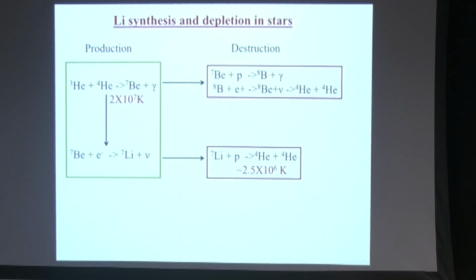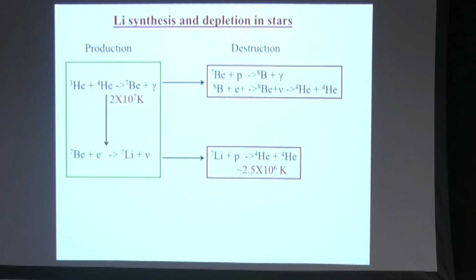And lithium synthesis and depletion in stars, you can see the problem here is that lithium can be produced within the hydrogen burning cell, and then bringing it out is extremely difficult, because the beryllium gets produced at something like 10^7 K, and then that can immediately go to lithium. But the problem is the lithium gets destroyed at much lower temperature. You have to bring the beryllium to the outer atmosphere where it is cooler, and then that can transform into the lithium.